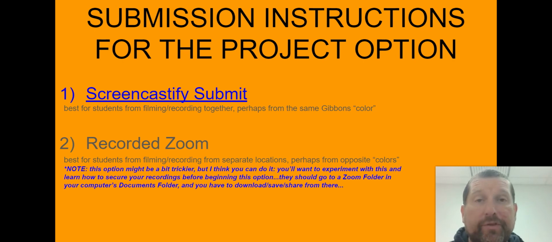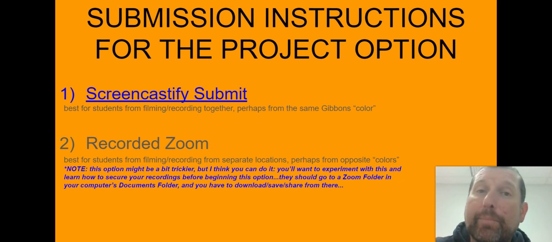You can work with students from another color in your class period, but you can't work with students from another class period of mine, okay? So if you're in my 4th period class, you're going to be working with other students in your 4th period. And if you're gold and they're gold, you guys can work together building a Screencastify Submit. If you're gold and your partner or partners are green, I'm still going to allow that option, but I think the best way to go about that would be by working on a recorded Zoom.